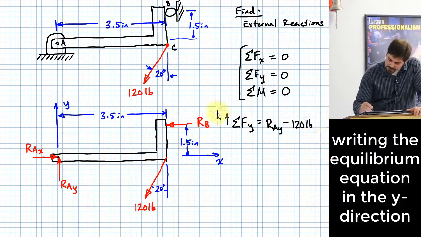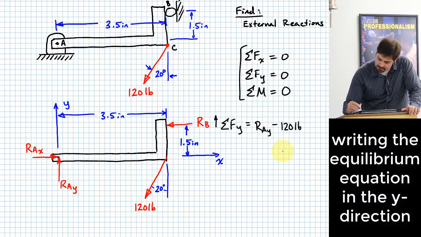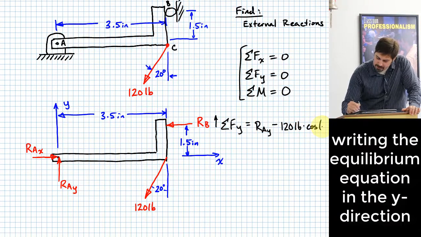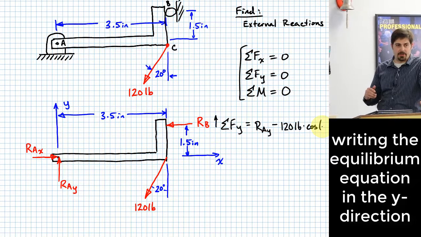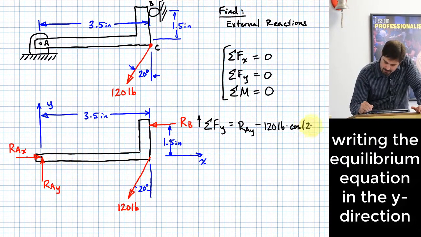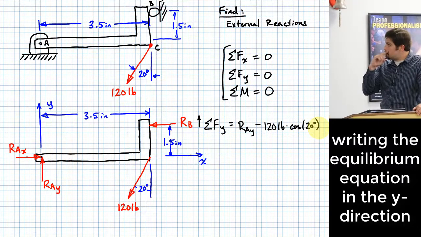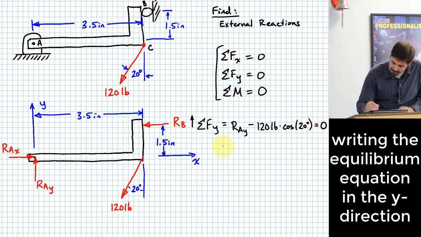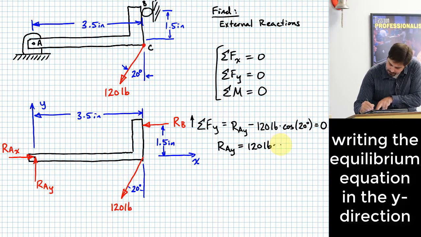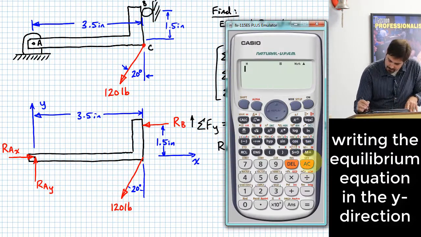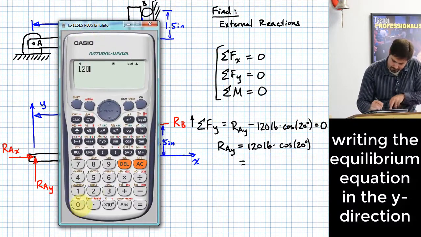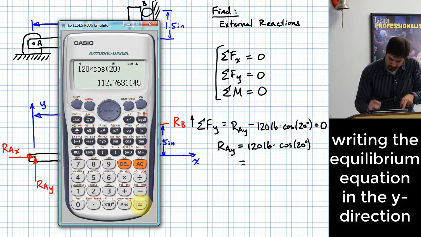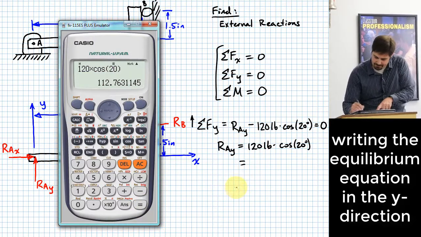Okay, and we want the cosine is the suggestion. Why do we want the cosine? Okay, yeah, what we want is the component of that force that's adjacent to where the angle's measured. Okay, so I'll put cosine of 20 degrees. And these are the only two force components in the y direction. So I can set that equal to 0. That means that RAY is equal to 120 pounds times the cosine of 20 degrees. And I'll go ahead and put that in here. Okay, that's 112.76 pounds.